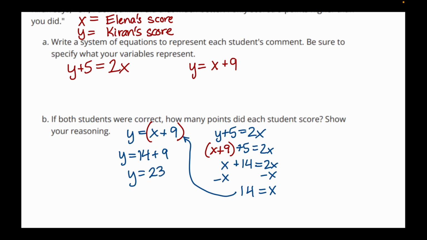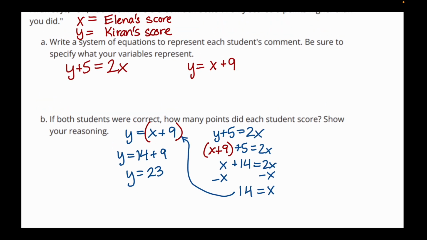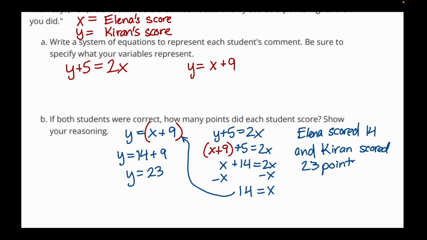So how many points did each student score? Elena scored 14 and Kieran scored 23 points. And that's going to be it.